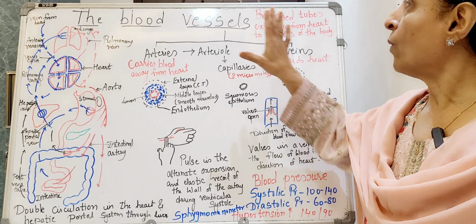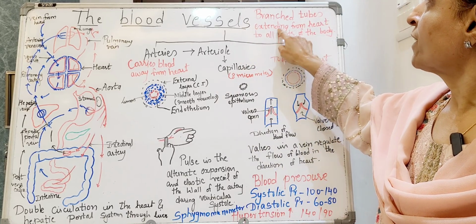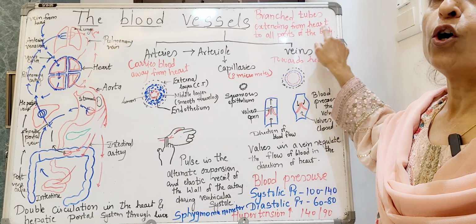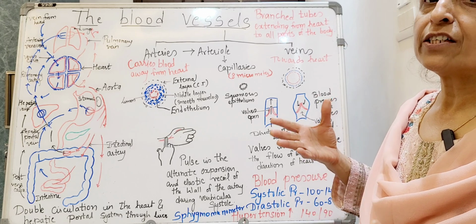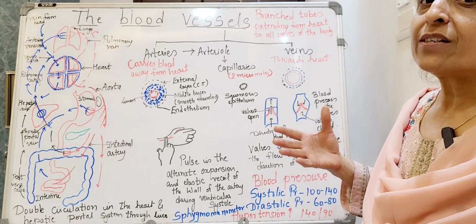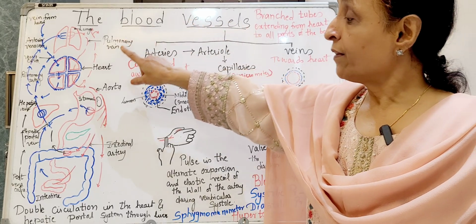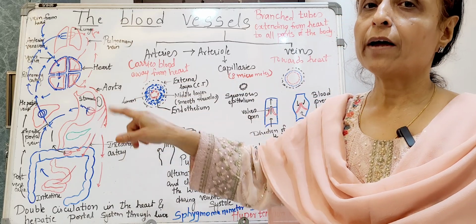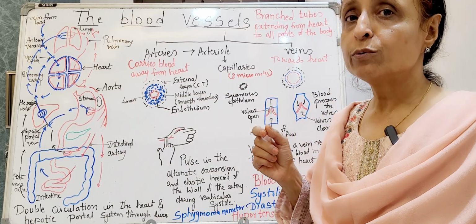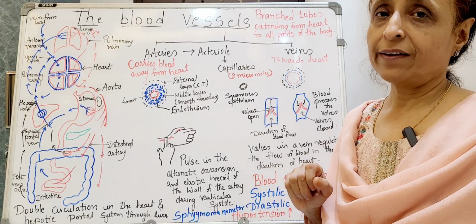So this is how our blood vessels, which are the branched tubes extending from the heart to all parts of the body, are the vessels, the containers of blood. But these vessels help us to lead a good life by this double circulation of blood in our bodies, supplying oxygen, supplying nutrients, and circulating the same blood again and again.